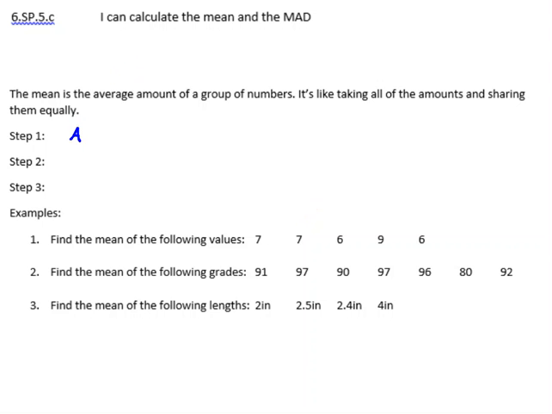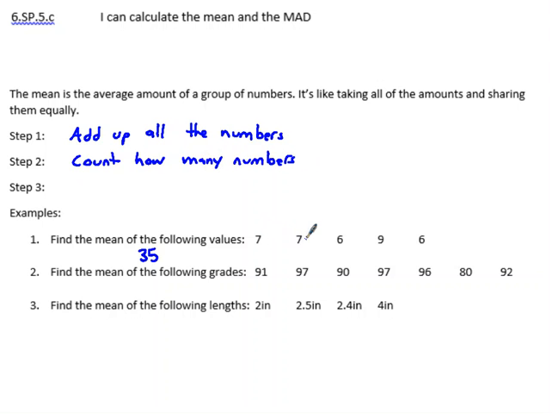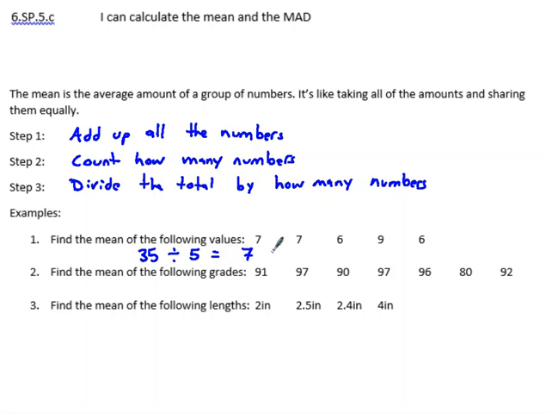So step 1, we are going to add up all the numbers. So if I add 7, 7, 6, 9, and 6, I'm going to come out with a total of 35. Step 2, count how many numbers. So in this case, I have 1, 2, 3, 4, 5. We are going to then, as our last step, divide the total by how many numbers. So I'm just going to go ahead and stick a division sign in between here. 35 divided by 5 is 7. So using my cookie analogy here, everybody would have ended up with 7 cookies.